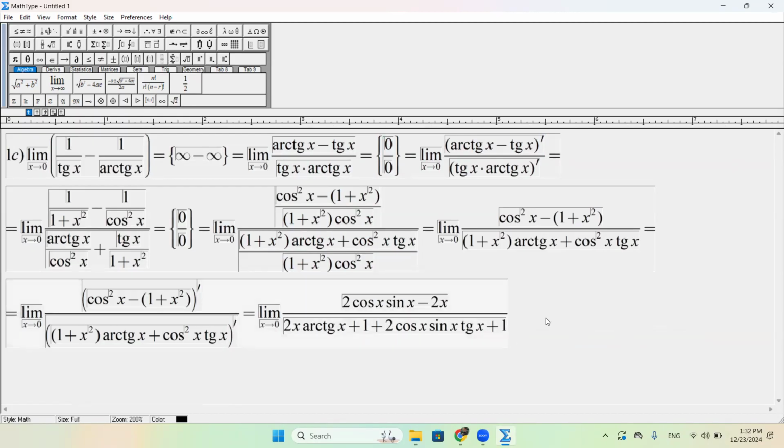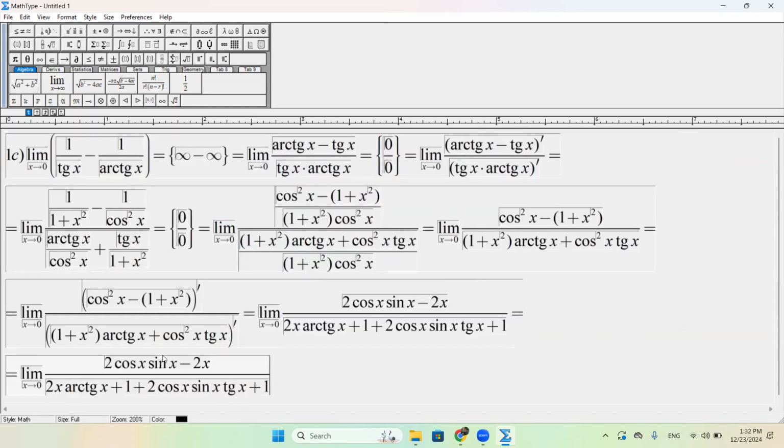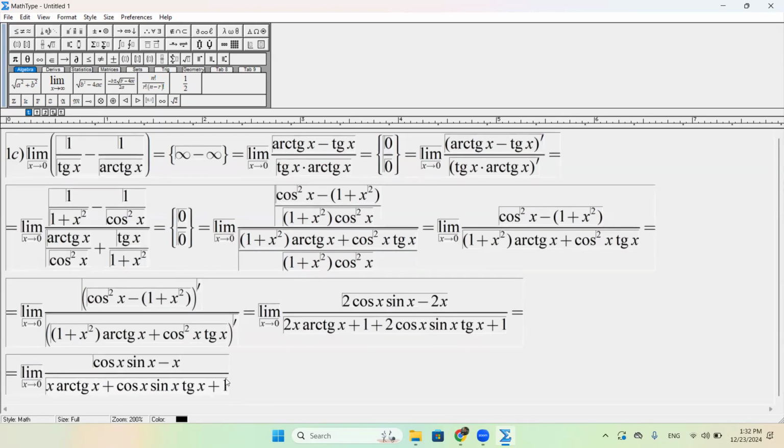Now let's divide both parts by 2. So let's simplify a little bit, and then we will check what's going on. So 2 cancels here, and 1 remains. So now substituting 0: 0 in the numerator, but what about the denominator? We have 1 here, so 0 divided by 1 equals 0.